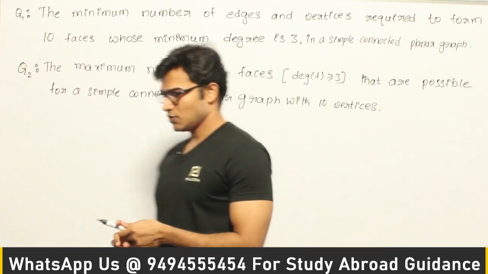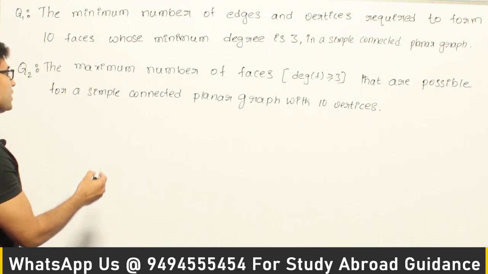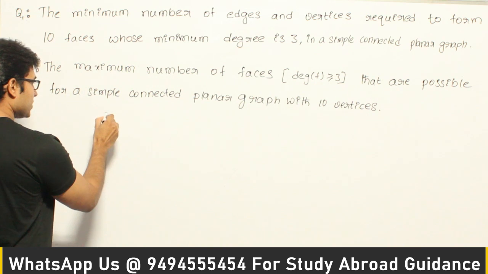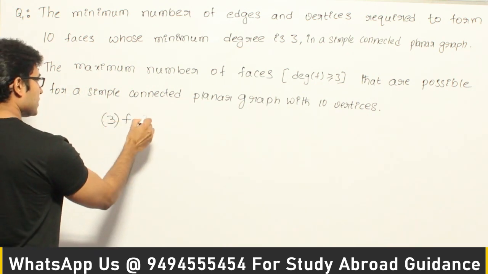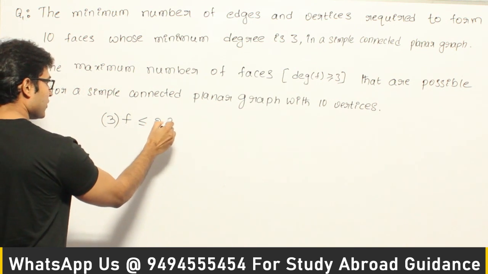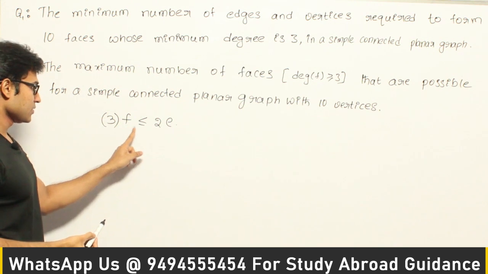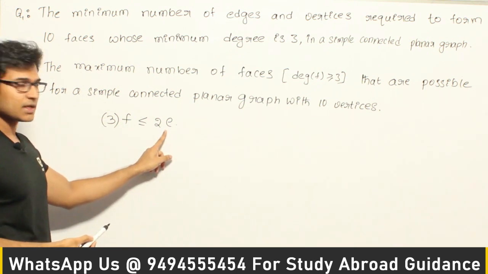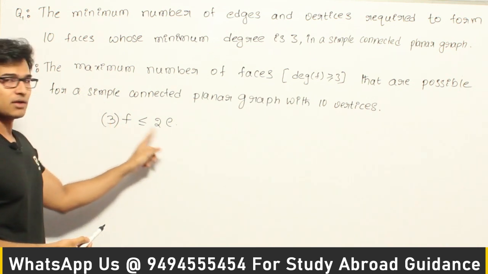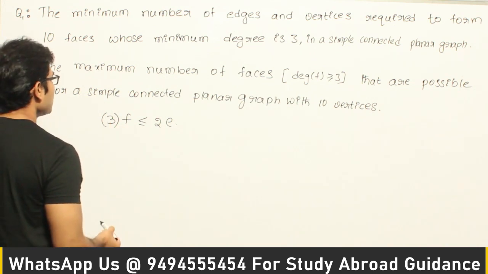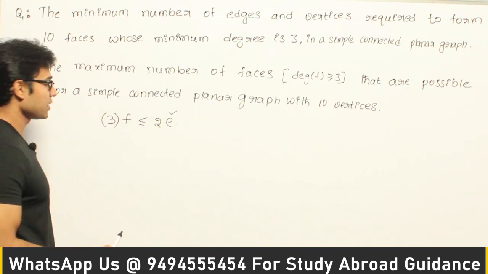So right away we know the relation between the edges and the sum of all degrees of the faces. So from that I can write that 3 into, since 3 is the minimum degree of every face, 3 into number of faces is less than or equal to 2 into number of edges, right? Why? Sum of all degrees of the faces should be equal to 2 into number of edges, but then since every degree is at least 3, I can write the equation this way. Okay, now from this we can find out the relation, what is the minimum number of edges possible, right?